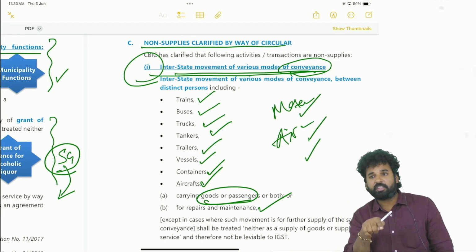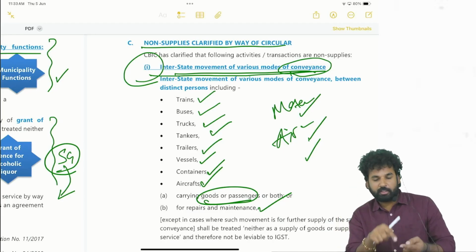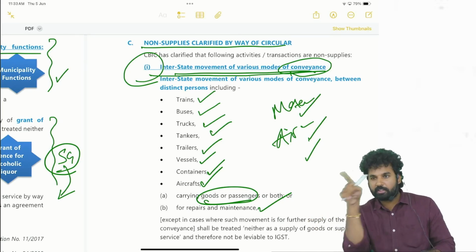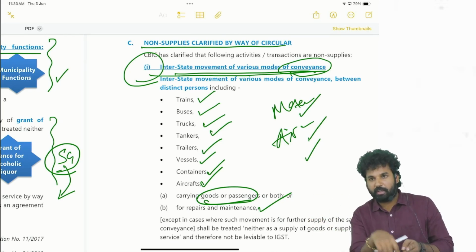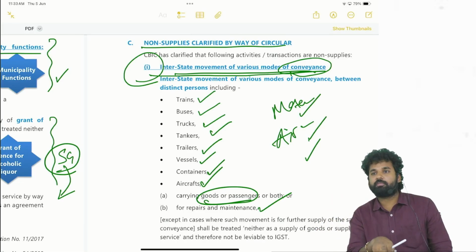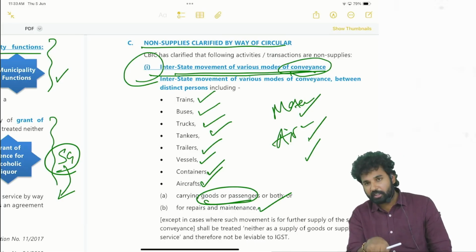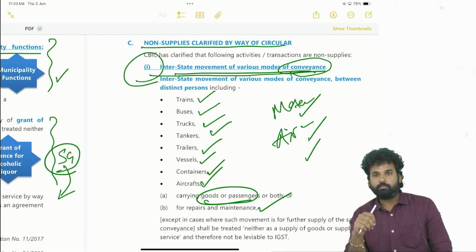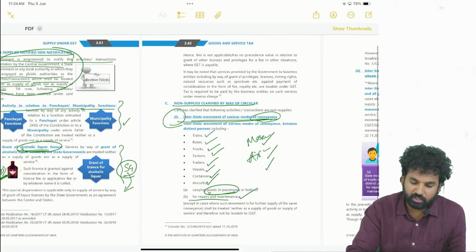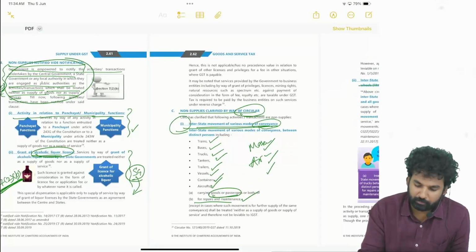Again, repair service is there. For repair, this branch has billed the other branch, like distinct persons only. For that bill also, it is a supply of service. In that also GST will come. But the movement of the vehicle will not be treated as supply. Got it? Right. So this is one thing. This is a clarification in the circular.